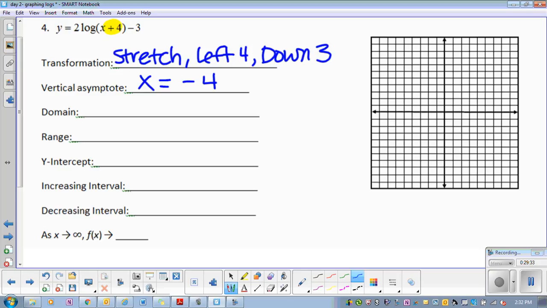Now, which one's the always, domain or range? Good. So range is negative infinity to infinity. Wait a second. If you know the asymptote, do you know your domain? What is it? Breakthrough. So smart. Now, everything else, let's graph it, and then we can see. So x equals negative 4, I'm going to graph my asymptote. 1, 2, 3, 4. There's my vertical asymptote right there.